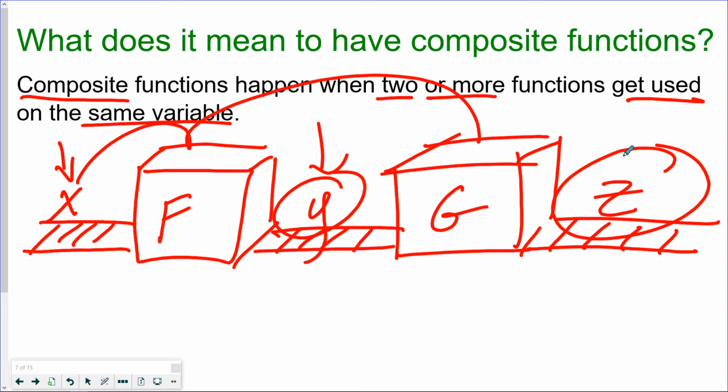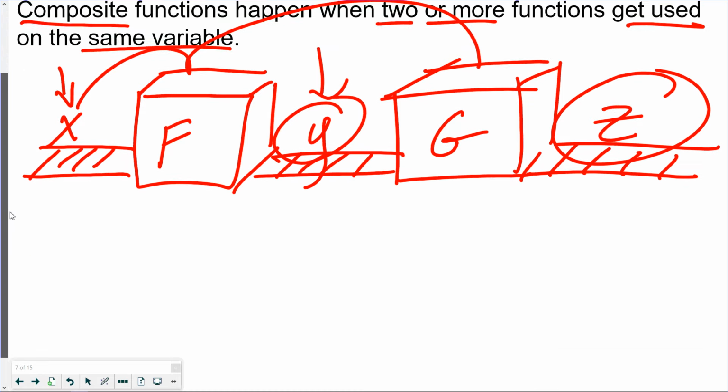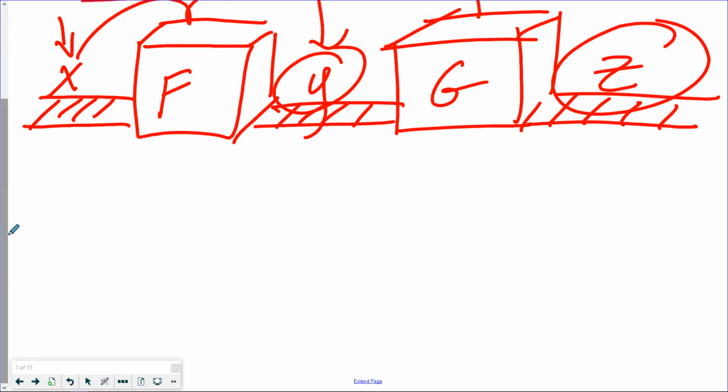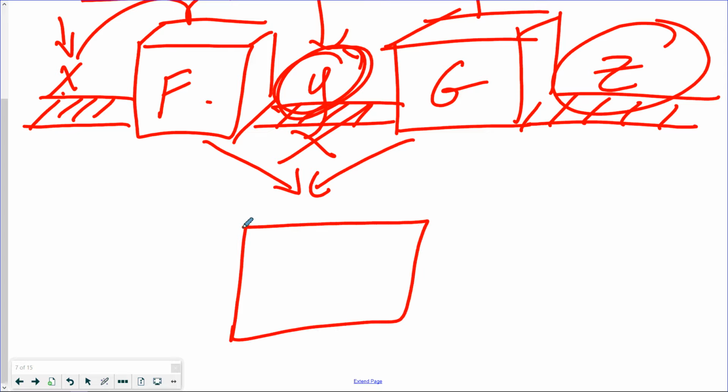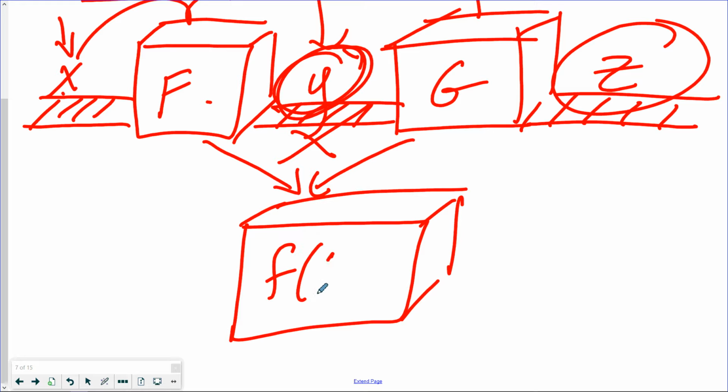A couple things with this. What we're going to do today is learn how to put the variable into a function and evaluate it to get the output. We're also going to learn how to make this into one machine and skip this middle step, no more x. What we want to do is condense our machinery so that we have one box, and this is going to do f, then it's going to do g.